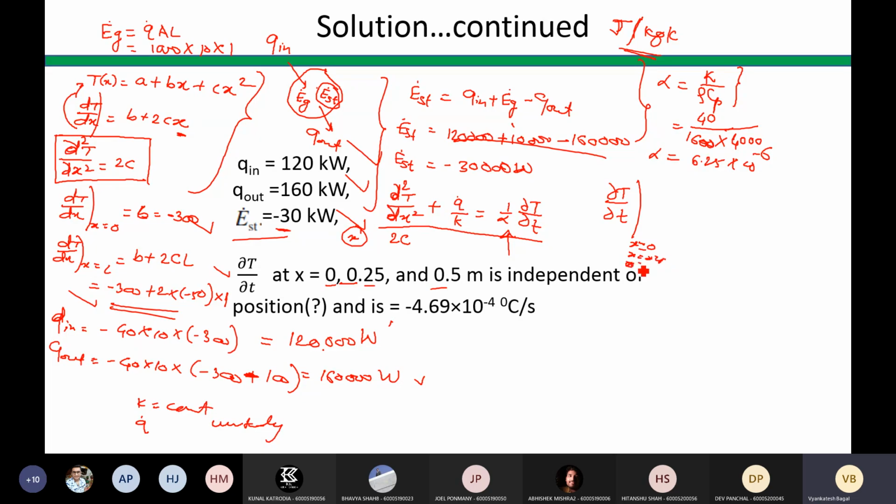0.25 or 0.5, one and the same value you will get. And that answer is already mentioned here, this value, minus 4.69 into 10 raised to minus 4. Does this value match with your calculation or not? Yes, sir. It's exactly the same.